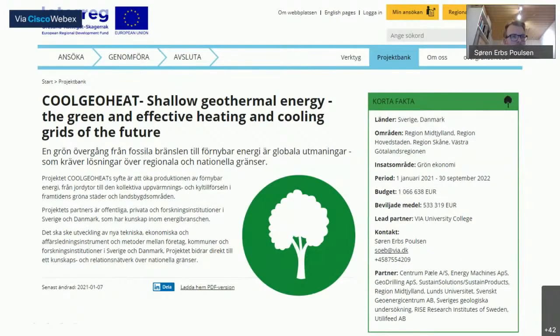So finally, just to raise your attention to a new project that we just got before Christmas, this Cool GeoHeat project that addresses a lot of these issues that I have raised with respect to 5G grids. So the title is Shallow Geothermal Energy, the Green and Effective Heating and Cooling Grids of the Future. So that's all I had.